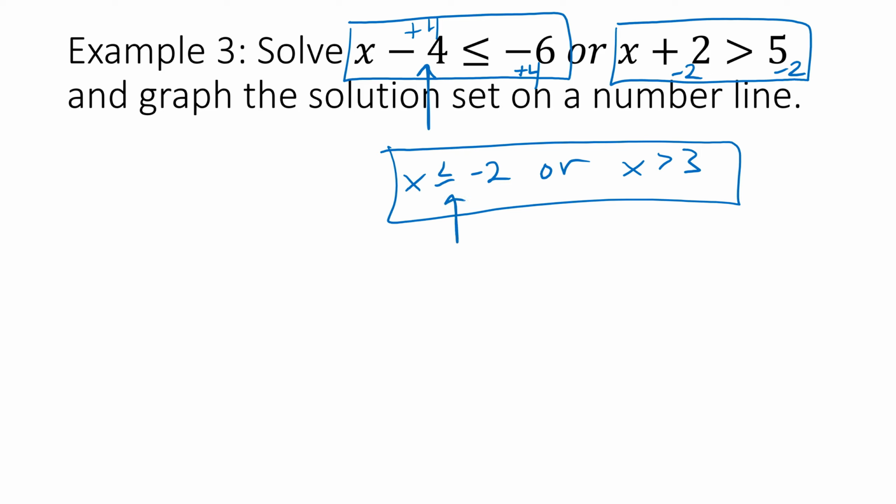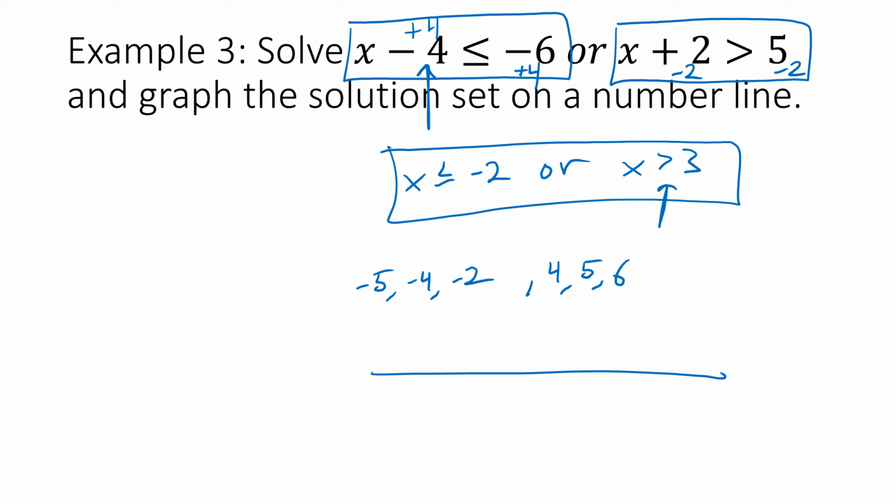If x is less than or equal to negative 2, it's a solution. So let's think about some numbers that are less than or equal to negative 2. I could do negative 5, negative 4, negative 2 would work. As long as I go above negative 2, though, it doesn't work. Also, because of the or, numbers that are bigger than 3 also work. So not 3, but 4, 5, 6, and so on. Those answers also work. These are answers in my solution set.